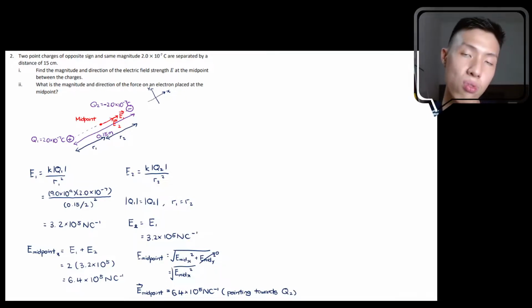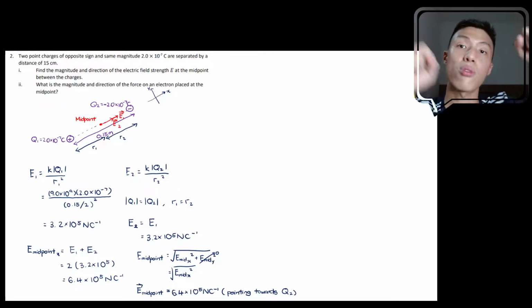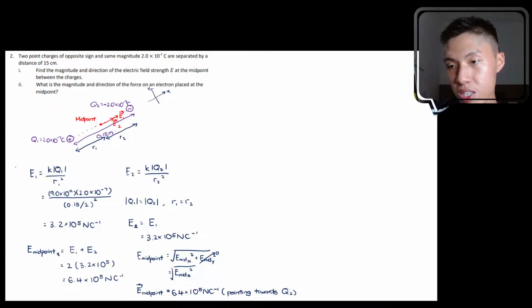Okay, you cannot say to the right, upward, downward, or to the left, because they don't tell you how they arrange the charges in the first place. They just tell you that they are separated by 15 cm. So that is what you need to be careful about. This whole process gets you the first answer.